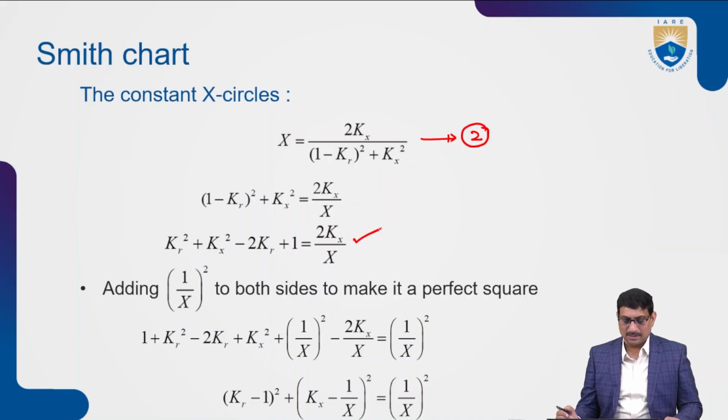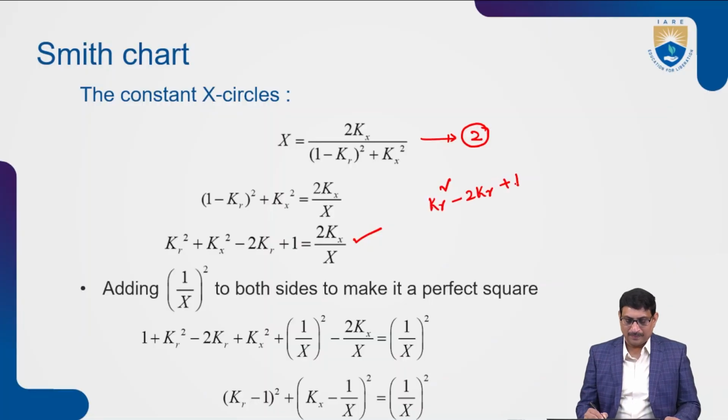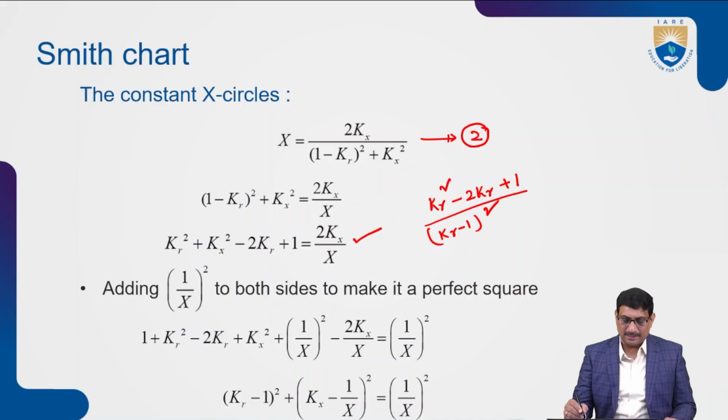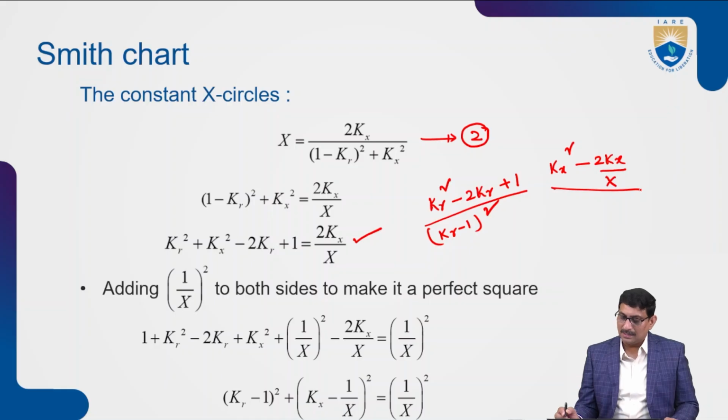In this expression, the kR terms are kR square, minus 2kR, and plus 1. This I can directly write as (kR minus 1) whole square. For the remaining terms, kX square and minus 2kX divided by X are there. If I want to write this also as a perfect square, another term is missing, something with X.